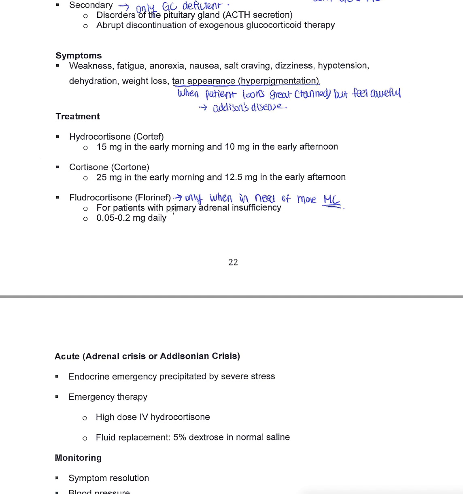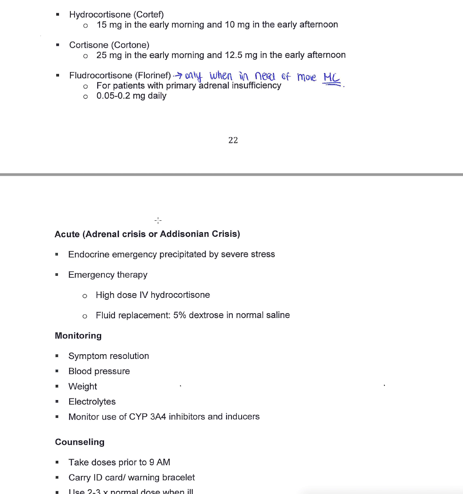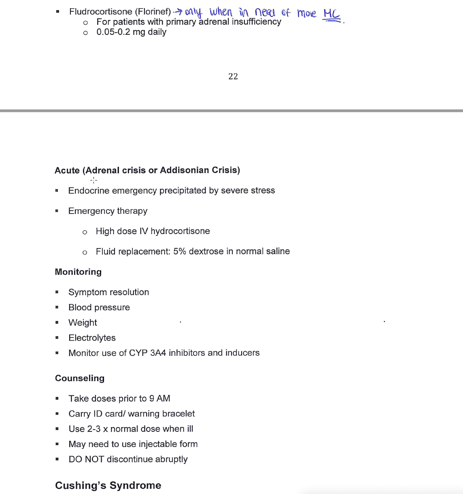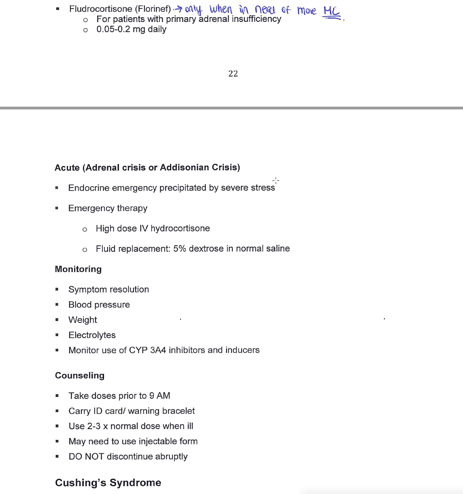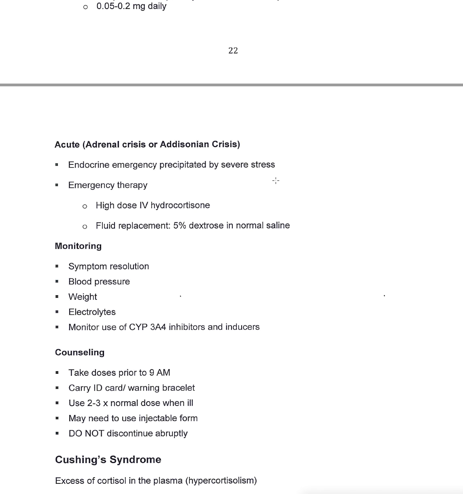And this has to be given by monitoring blood pressure. That's how we really titrate the dose. The acute setting is either called adrenal crisis or Addisonian crisis. So this is an endocrine emergency precipitated by severe stress.